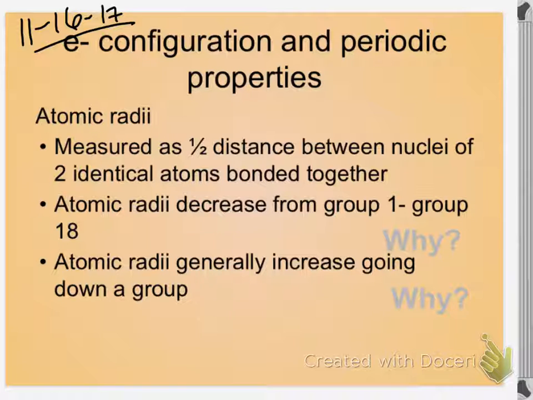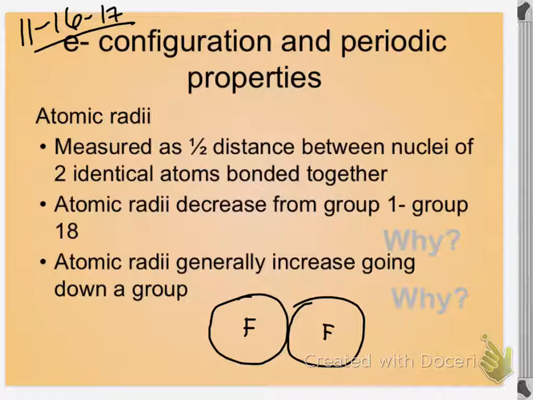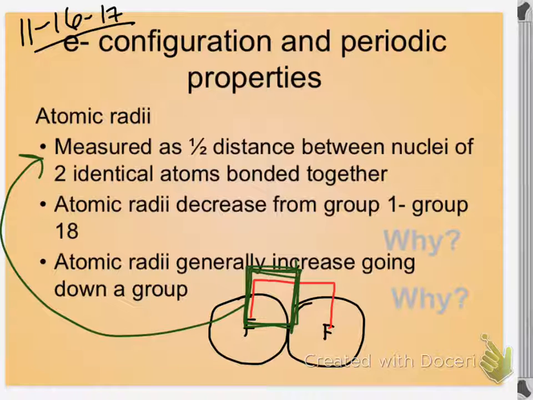Huh, that's weird. So if we took two identical atoms and bonded them together, so I'm going to do that right here. We know that fluorine is diatomic, so these could be fluorines. And the little F stands for the nucleus of the atom. If we take the entire distance between those two nuclei, and then we measure half of it, that's an atomic radius. So it's half the distance between the nuclei of two identical atoms that are bonded together.